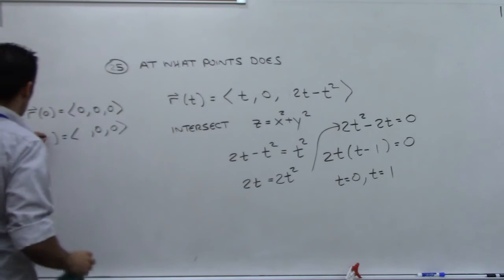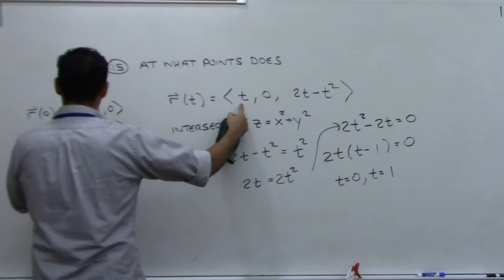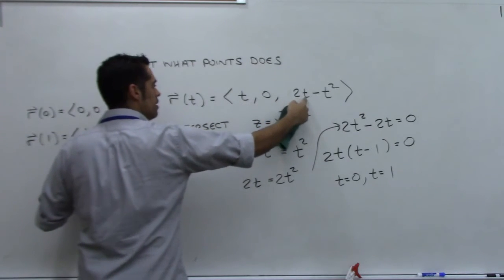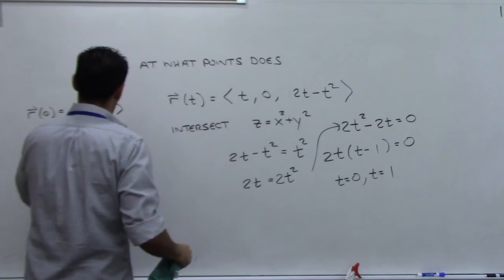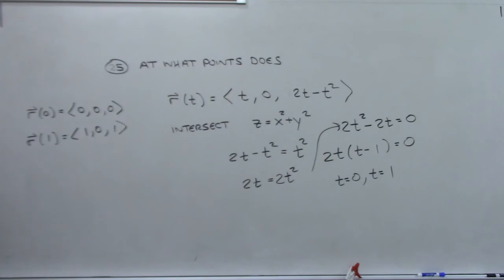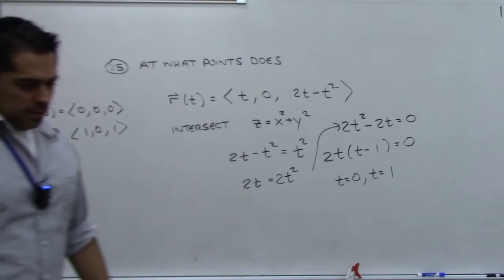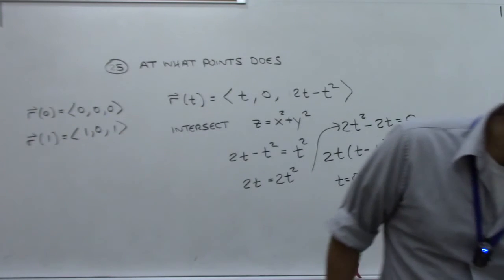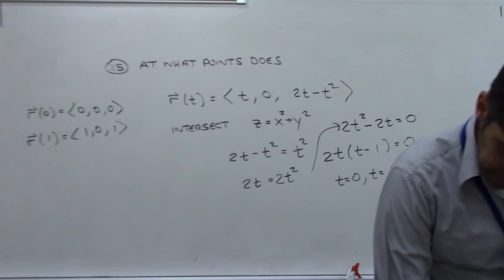All right, let's try 1. Okay, if we plug in 1, what do we get? 1 here, 0, and if I plug in 1 here, I should get a 1 there. And then check this into this equation, it should work, and it does. So, okay, Robert, 25, so let's see, 28.